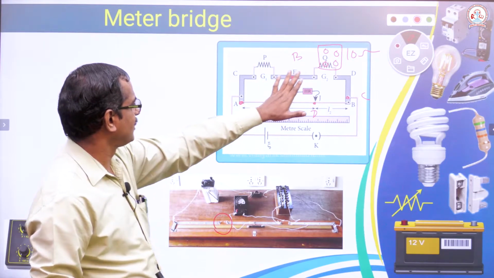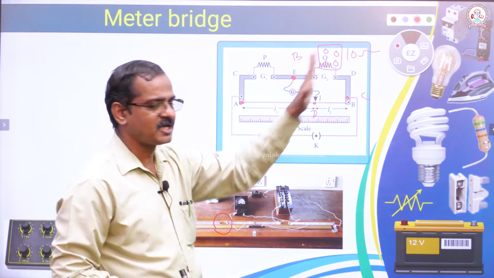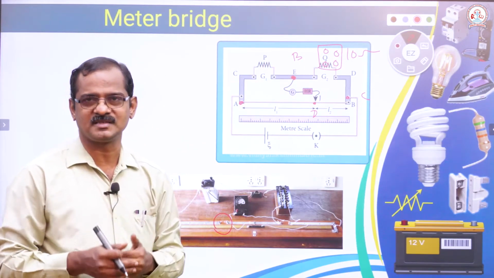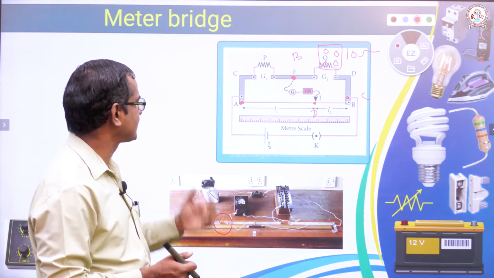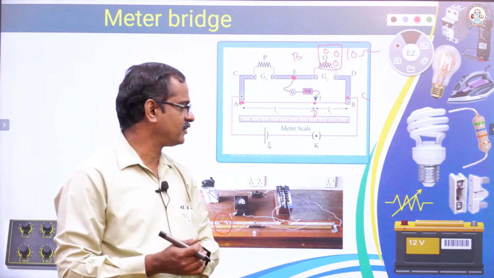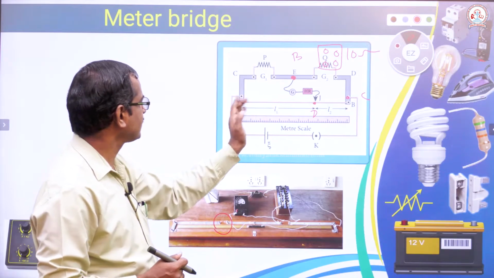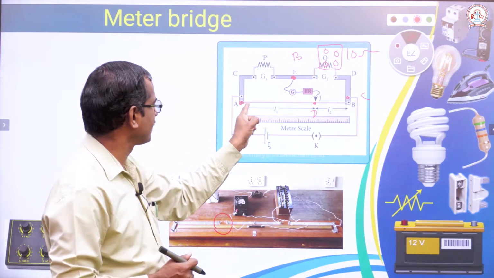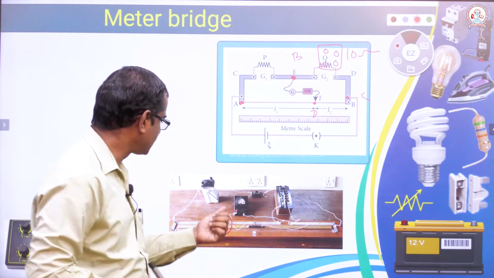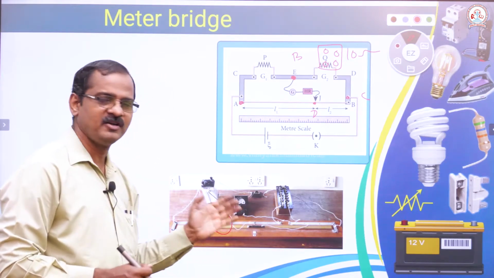After that, we fix some value here. For example, I am giving 10 ohm resistor fixed at Q, whereas P is the unknown resistance, a wire connected there. Generally, we take a coil of 1 meter length. When the jockey is moved from point A along this side, at one stage the galvanometer deflection will become 0.